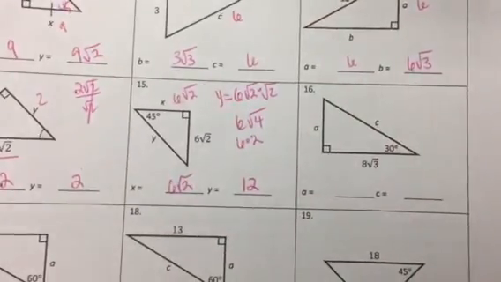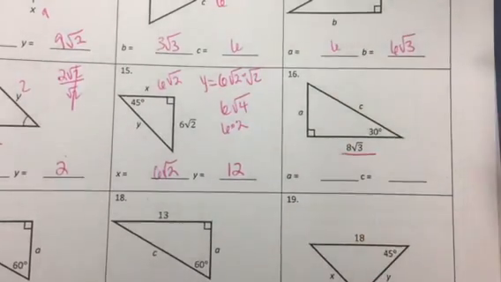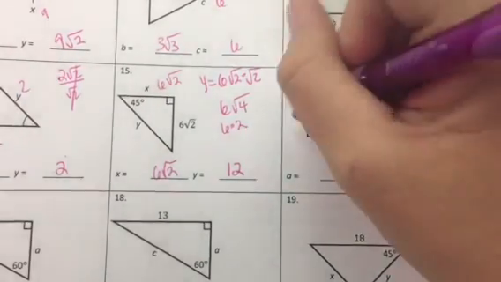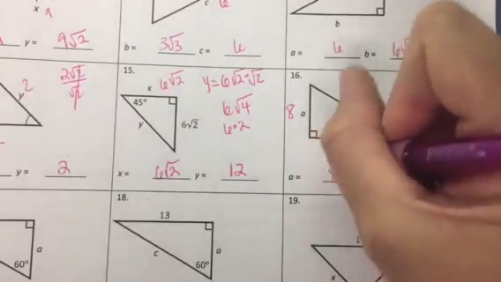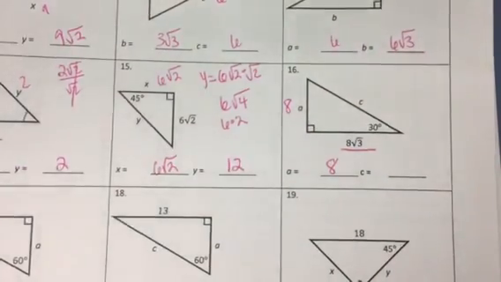All right, number 16, 30, 60, 90 again. We're given the long leg is 8 root 3. That's not so bad. Divide off the root 3 to get the short leg is 8. And then we know the hypotenuse is twice 8. So the hypotenuse is 16.